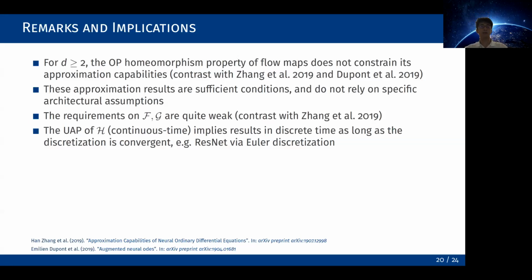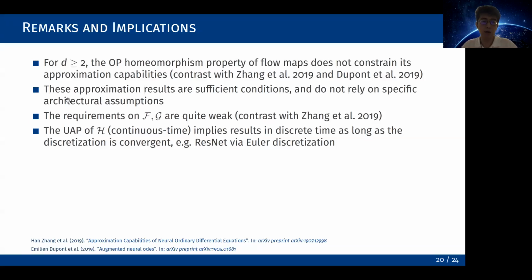So the first one is, very importantly, that the fact that these flow maps have some topological constraint in terms of this homeomorphism and orientation preserving property does not really constrain its approximation properties in general. And in previous work, people use a lot of counterexamples where you have functions that are not orientation preserving homeomorphisms, and say that you cannot actually represent them by flow maps. But these are not examples that prevent approximation. So that's the key distinction I want to make here.